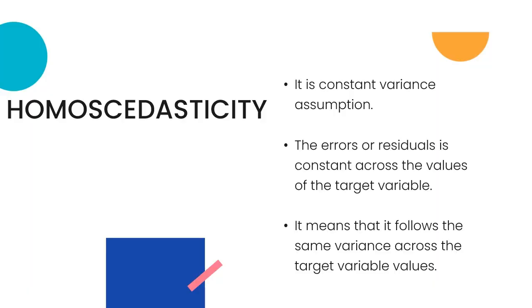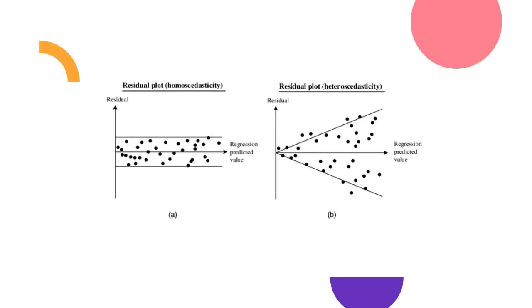The third assumption is homoscedasticity. It is the constant variance assumption. The errors, or the residuals, are constant across the values of the target variable. This means that it follows the same variance across the target variable values. You can see in the graph the difference between homoscedasticity and heteroscedasticity. Here the variables and the predicted values are in a straight strip, and in the second graph you can see the variables are spread over a wide range.